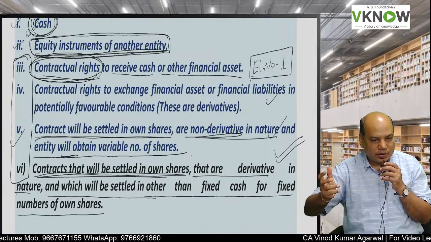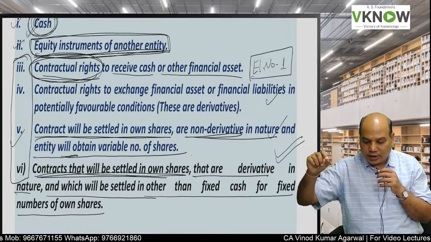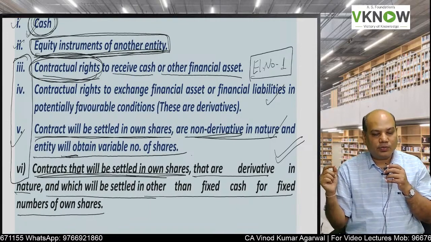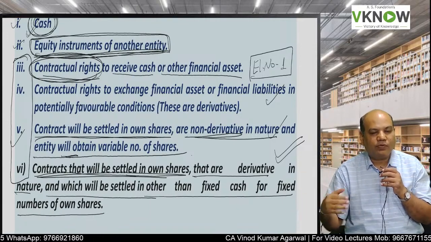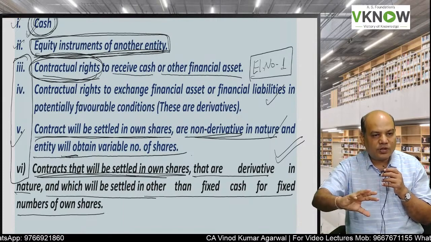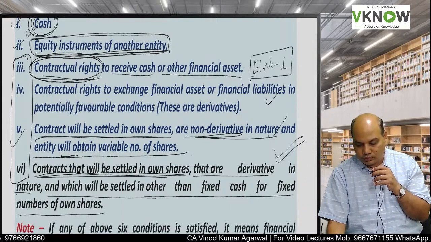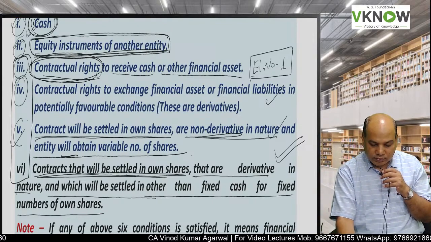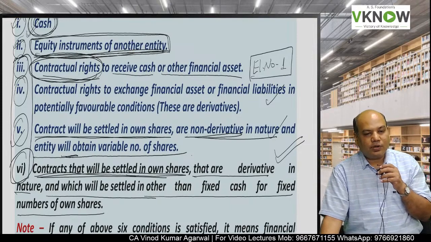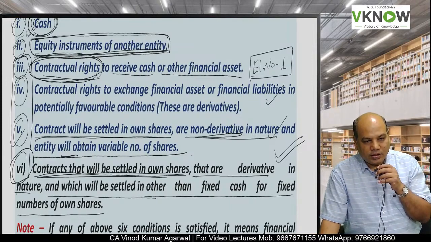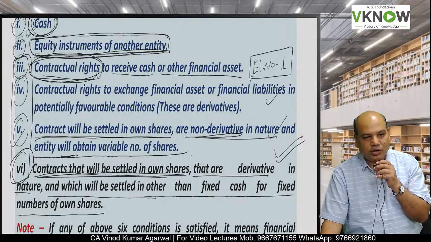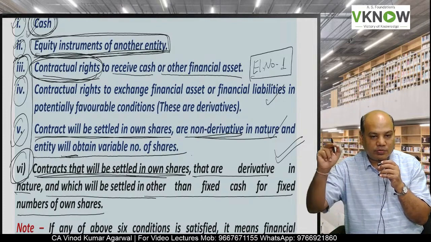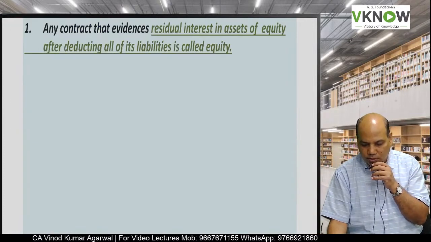So these are exactly reverse. The last one is a non-derivative contract which will be settled in a variable number of equity shares or variable cash, but not fixed cash against a fixed number of shares. If any of these 6 elements are present, then that contract will be a financial asset and the entity will apply Ind AS 32 and Ind AS 109 for accounting, measurement, recognition, and Ind AS 107 for disclosure purpose.